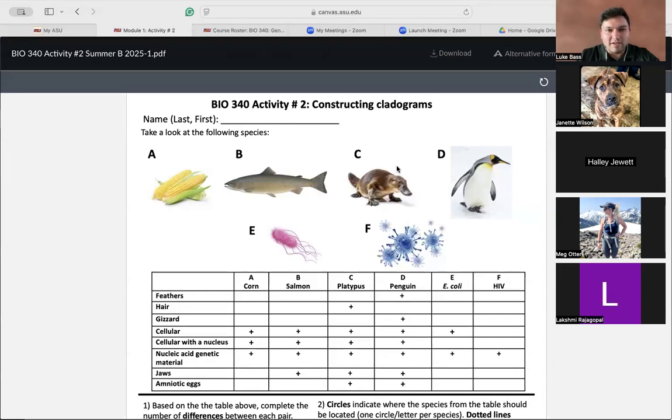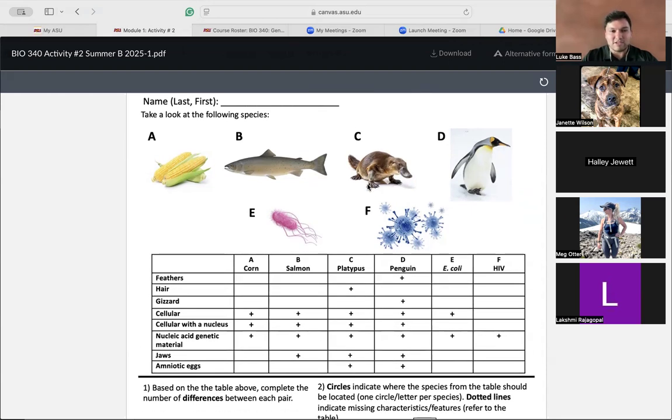So I'll start the recording. The whole idea of this activity is to get used to these cladograms and constructing them, looking at the differences in phenotypes between different organisms and how evolution might have played a role in distinguishing these species.